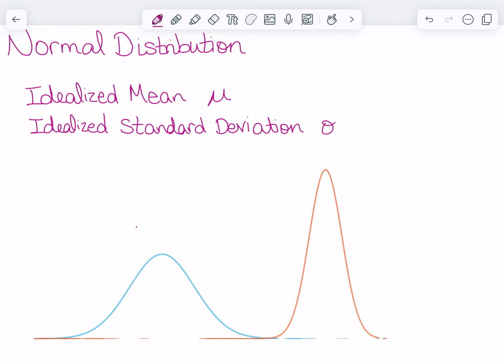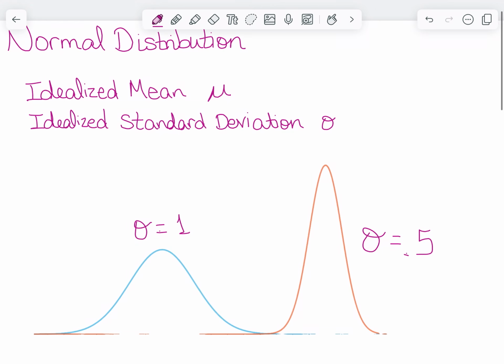I can see two normal distribution curves here. The left curve has a standard deviation of 1, while the right curve has a standard deviation of 0.5. In general, smaller standard deviations mean the graph is going to be much thinner and taller, and larger standard deviations make it a little wider and flatter.